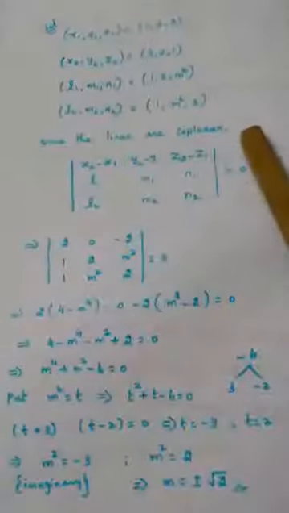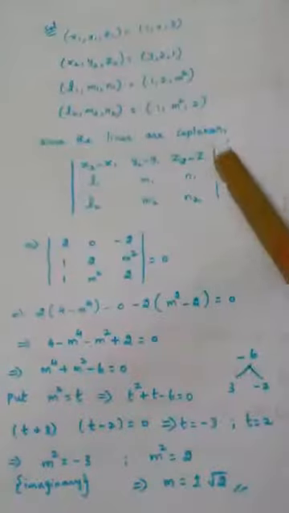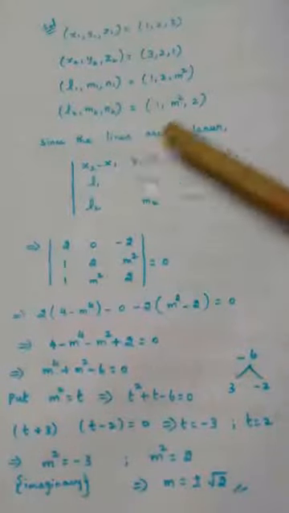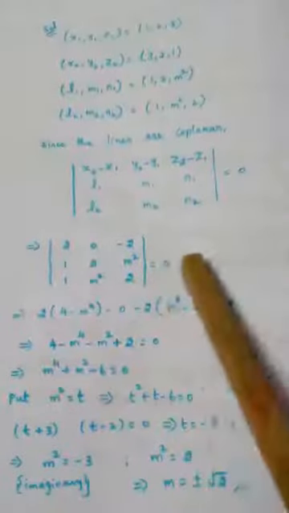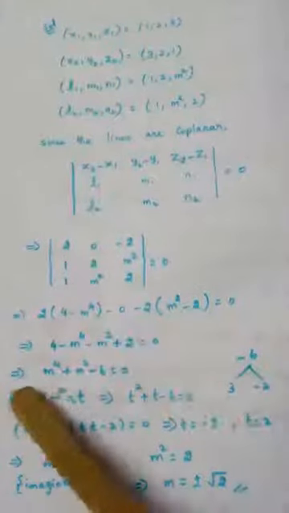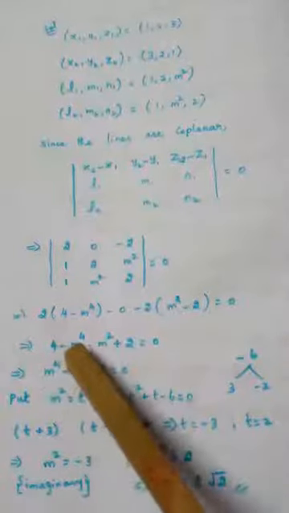Since the lines are coplanar, given in the question itself, we can directly take the condition. The condition is that this determinant value should become 0. Just substitute: x2 minus x1, 3 minus 1, 2; y2 minus y1, 2 minus 2, 0; z2 minus z1, 1 minus 3, minus 2. Substitute L1, M1, N1, L2, M2, N2, equal to 0. Expand the determinant. I think you know this very well. So expanding, we get an equation of this format. In this format, the power 4 comes.